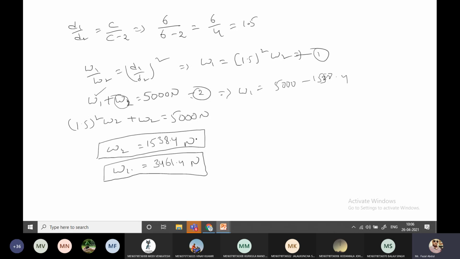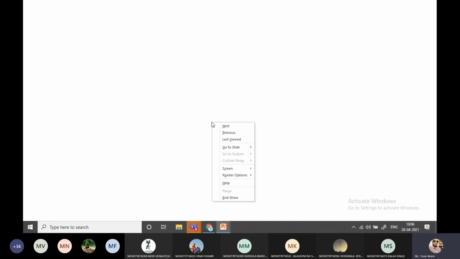So the question is asking the load carried by each spring. So W1 is for the first spring, and W2 is for the second spring. This we calculated. Now the second question: dimensions of the spring, the main dimensions. So the main dimensions are capital D1, small d1, capital D2, small d2. These are all the main dimensions.